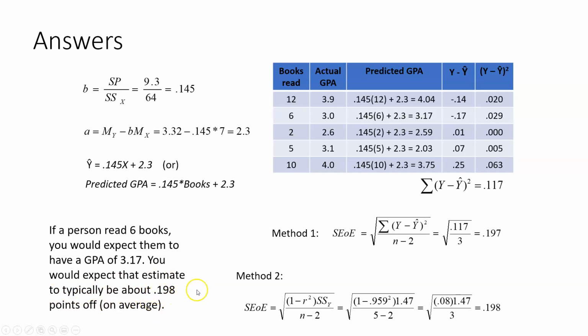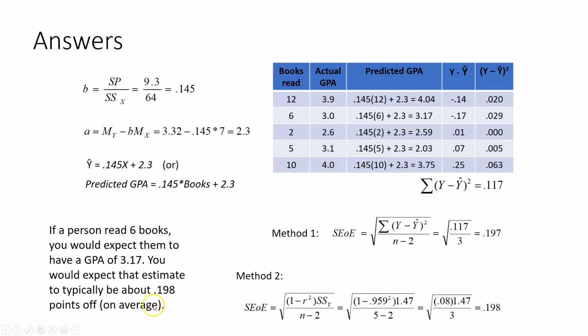How did we do that? Well, there's 2 methods of computing the standard error of estimate. The first way is to take the square root of the sum of y minus y hat squared, and the second way is to take 1 minus r squared times the sum of squares for y. You can see I've walked you through the prediction method right here, and I've walked you through the r squared method here. You should compare this against what you've done, but recognize that either way you get about 0.198.